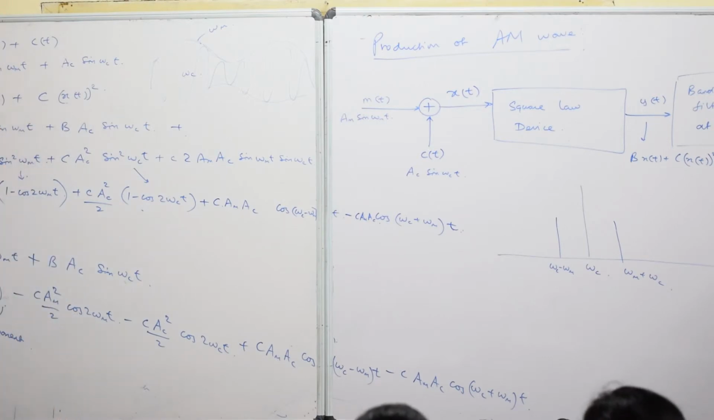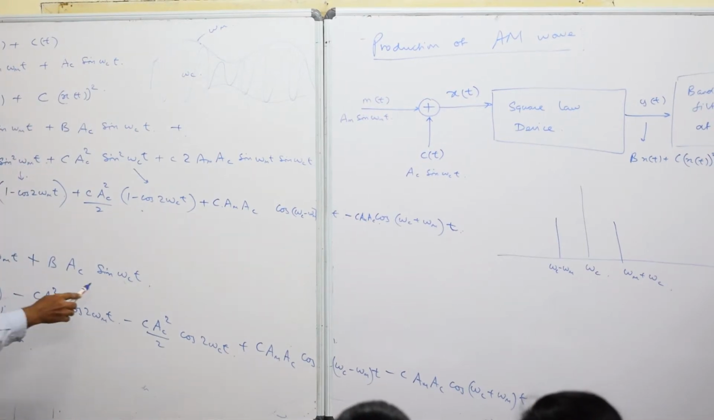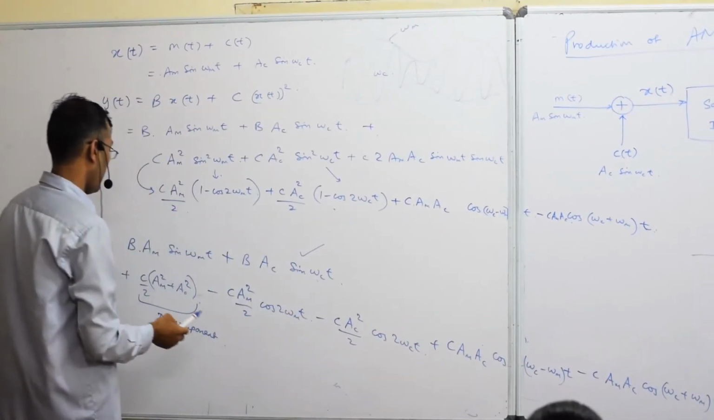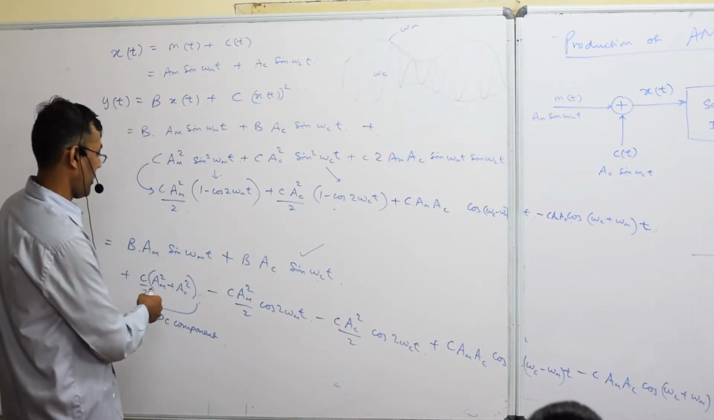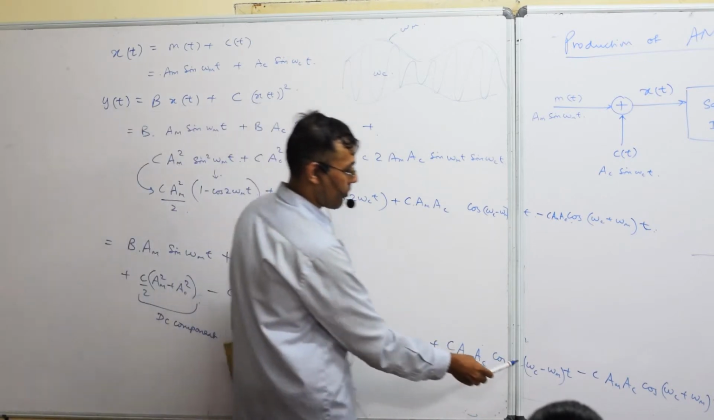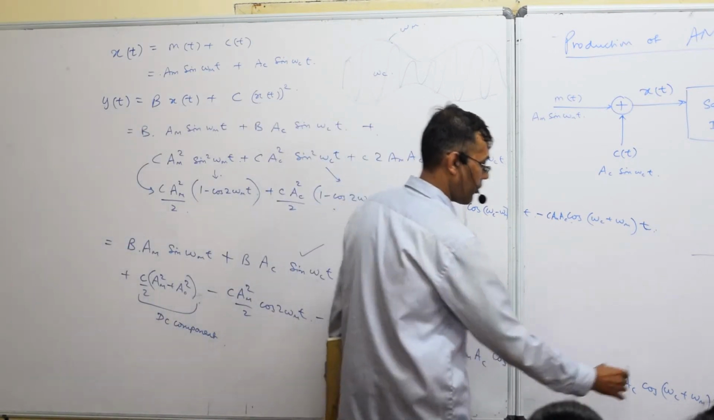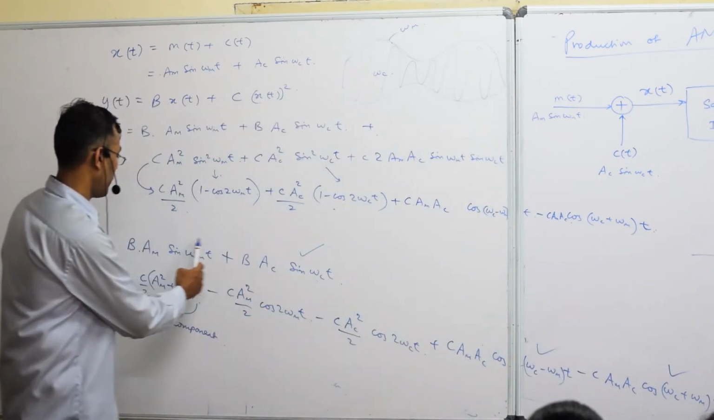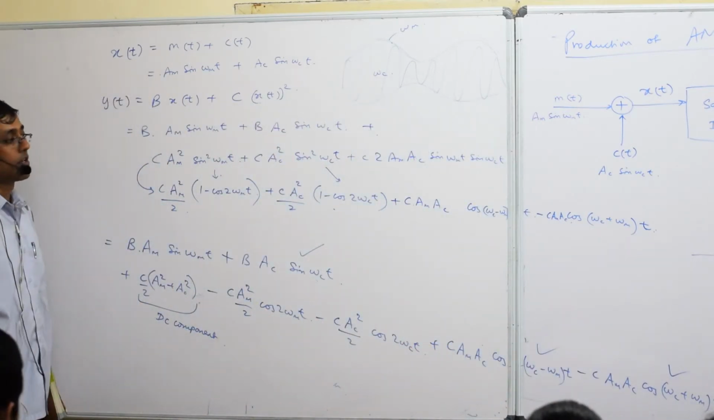Coming back to this, look at this. Omega c is included. Omega c is there. Omega m is not there. Omega c minus omega m, this is there. Omega c plus omega m is there. All the other things we don't want. These extra things, it's not required.